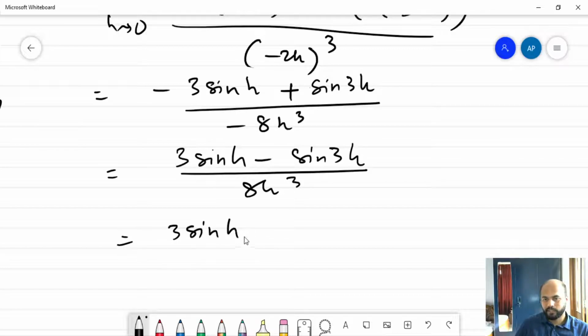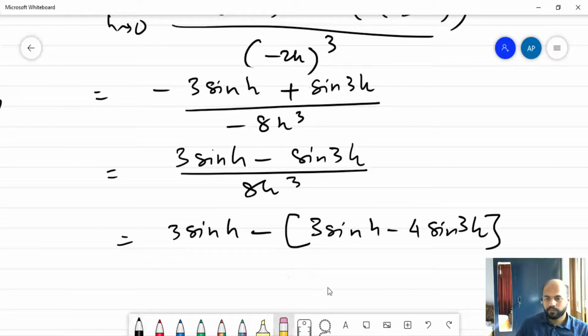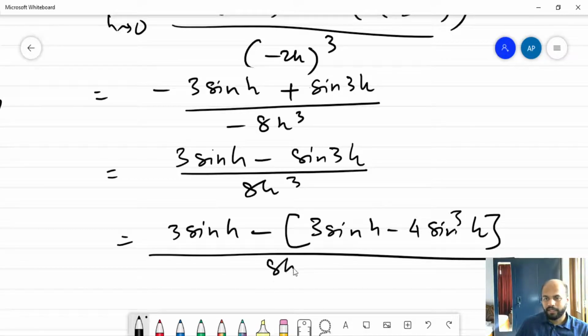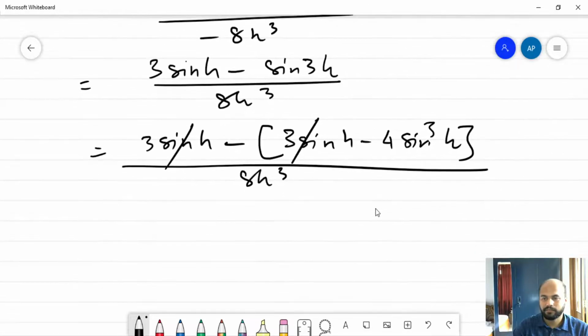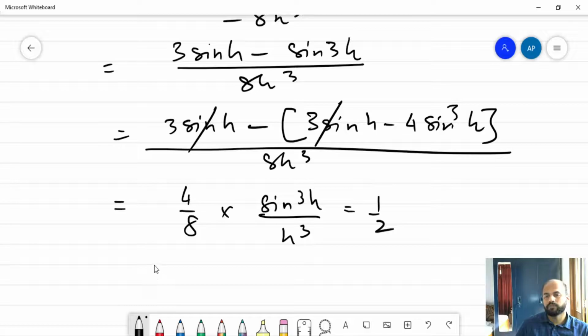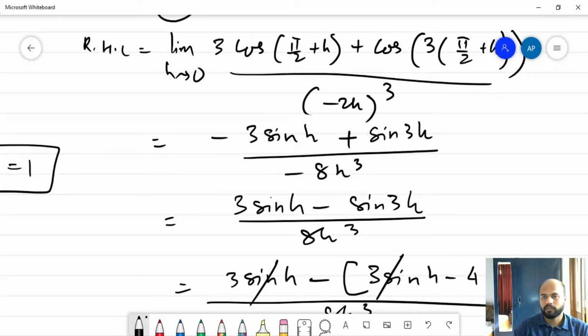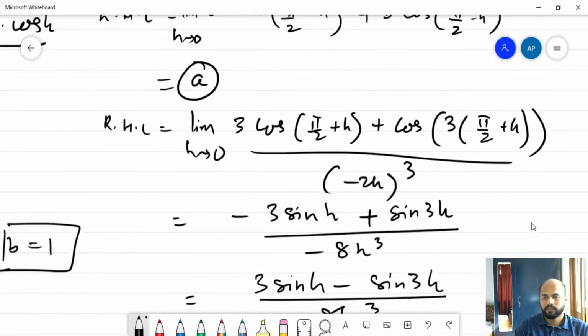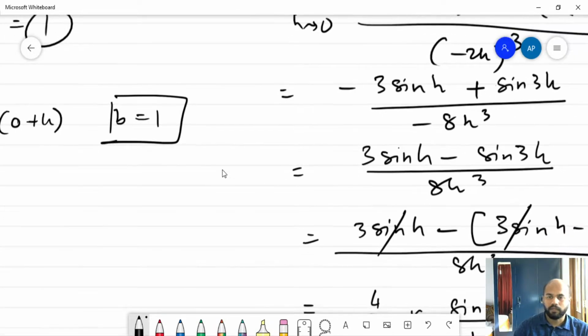So it's going to be 3 sin h, and this sine 3h we're going to write as 3 sin h minus 4 sine cube h. That is the formula of sine 3h, divided by 8h cube. So this goes and we will get this. Finally what we get is 4 by 8 into sine cube h by h cube, which is going to be half. And once we get it, we know that that is the value of a. So we get the value of a is half and b is 1.